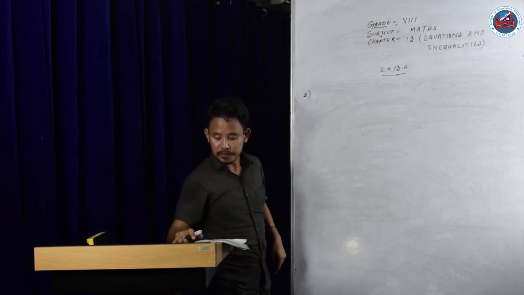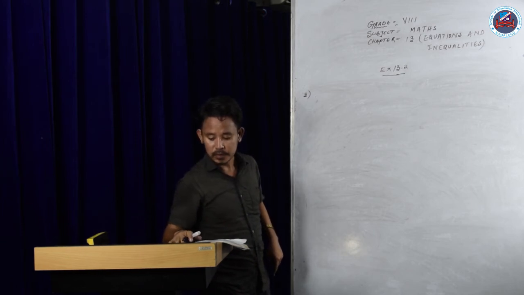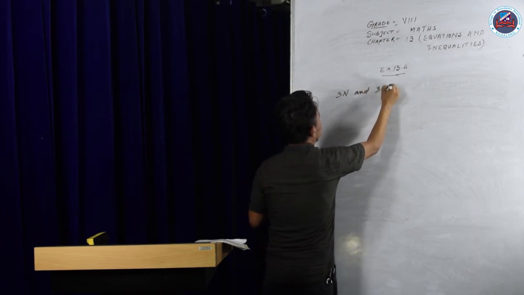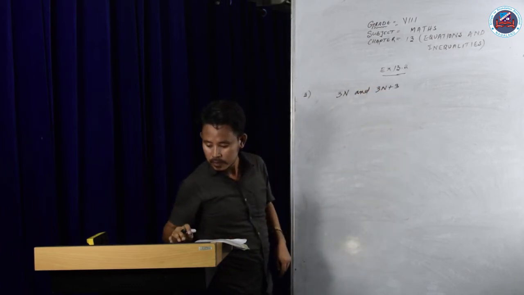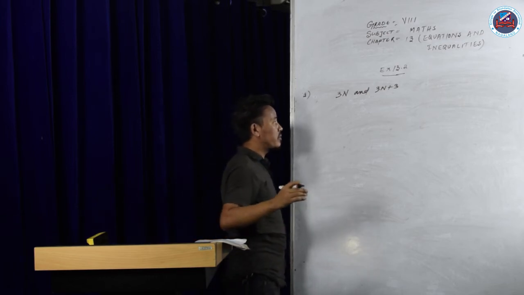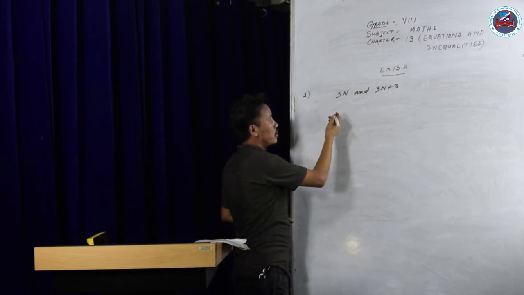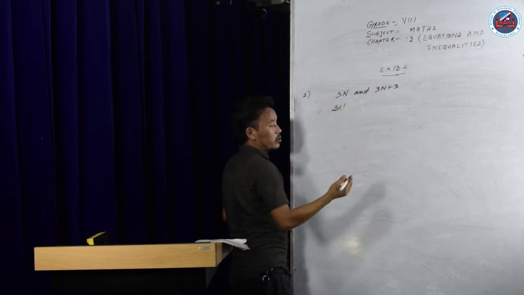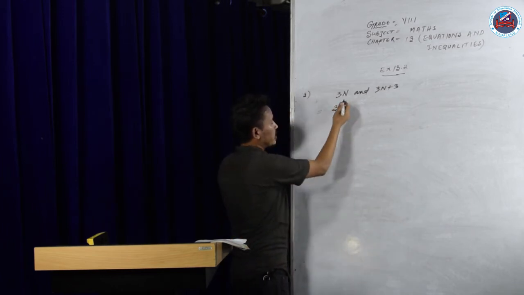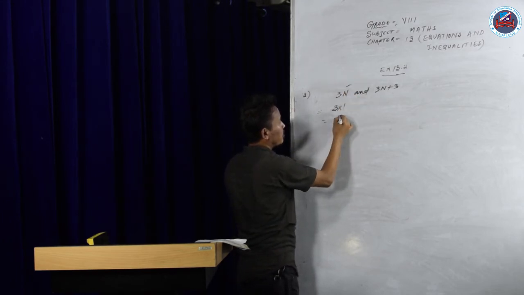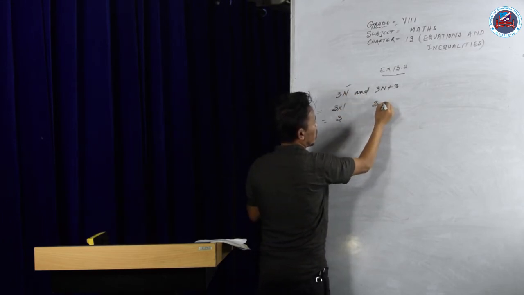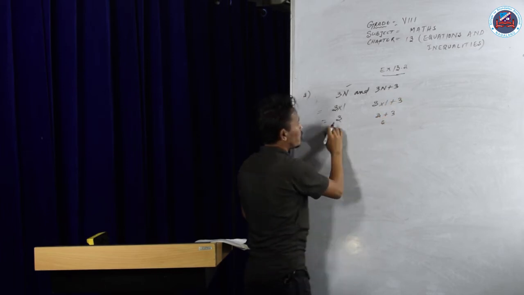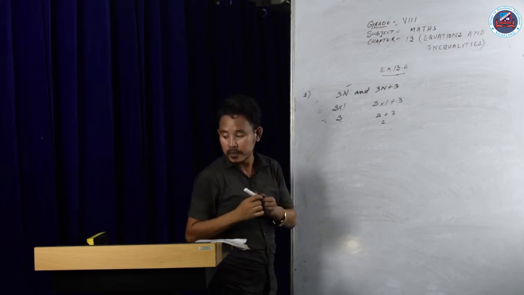The two numbers are 3n and 3n plus 3, two consecutive multiples of 3. It means that whenever you put any value, it will be a multiple of 3. That means 3n, 3 into 1. Suppose if I put here 1, it becomes 3, right? And here 3 into 1 plus 3, it is 3 plus 3 gives us 6. Both are multiples of 3, right?